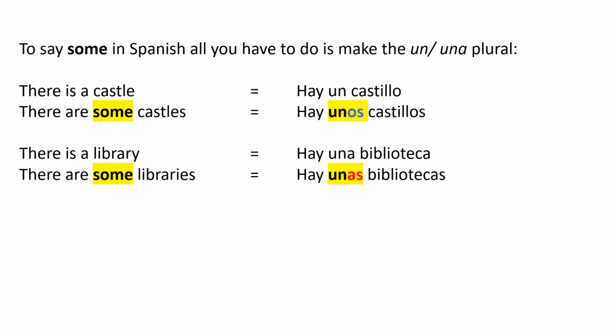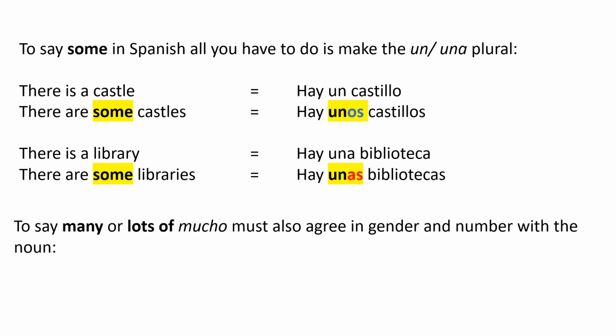Another example here: "there is a library" is hay una biblioteca, a feminine one here, and "there are some libraries" translates as hay unas bibliotecas. So it's easy to see here that if our noun is masculine, we need to change un to unos, and if our noun is feminine, we change una to unas. It's very simple.